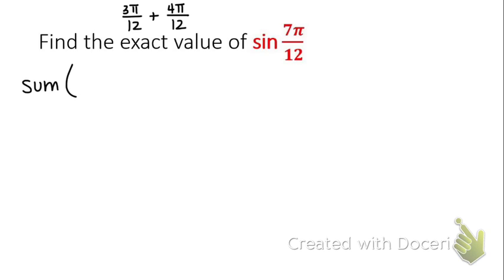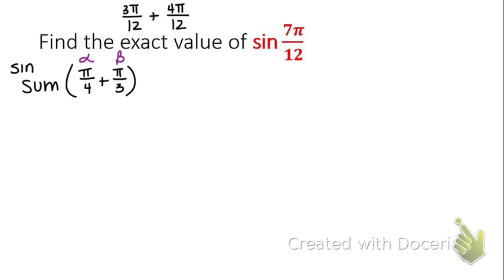Okay? And there may be another way to get there. Can we get there with 2? Yeah. So 3 pi over 12 and 4 pi over 12. So 3 pi over 12 is the same as pi over 4 plus pi over 3. So that would be your alpha and your beta. So we're doing the sine sum formula. Let me write that down. So sine sum formula, because this time we're looking for the sine, not the cosine.